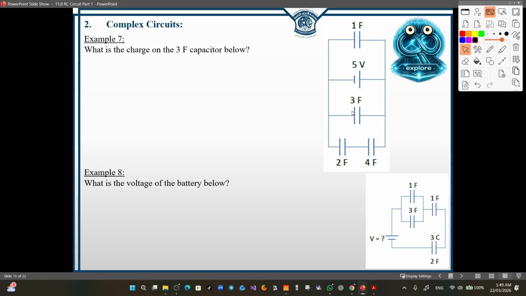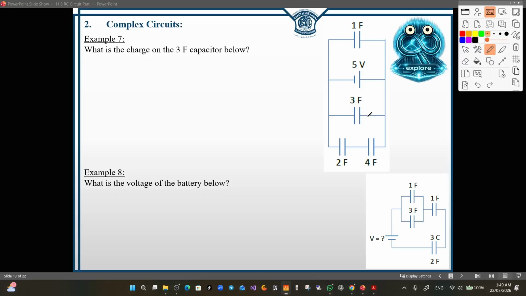What is the charge on the 3 farad capacitor below? Now we can see that the 3 farad is directly connected with the battery using 2 terminals. So we have 2 terminals in common with the battery, which makes the 3 farad have the same potential difference as the battery. So we simply calculate it using Q equals C3 V3, and the V here is the same as the battery. C3 is 3, the battery is 5, and the charge is 15.